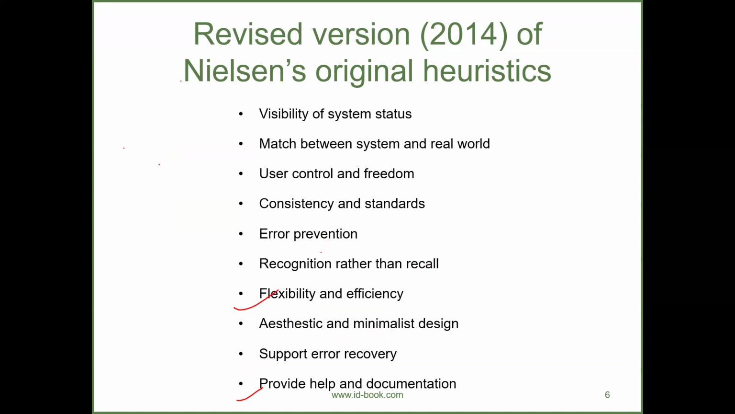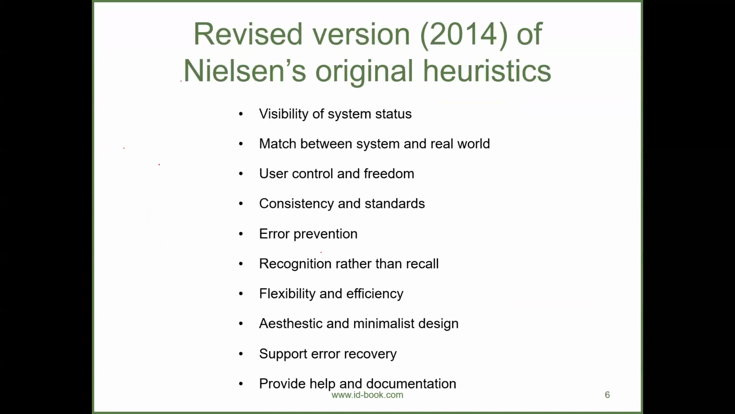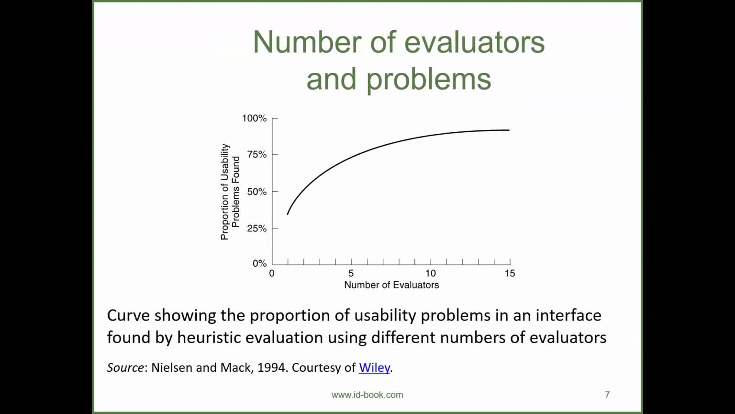Now, let's see how many evaluators are needed when you are talking about the heuristics. How many evaluators are needed? Nielsen suggests that on average, 5 users can identify most of the usability problems.